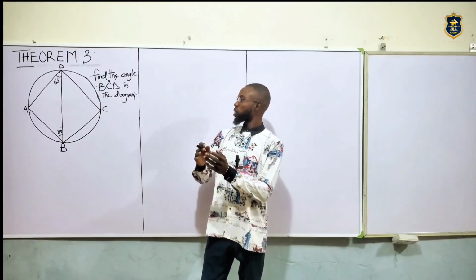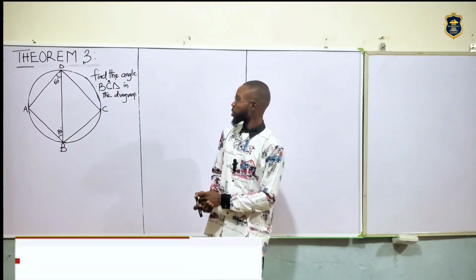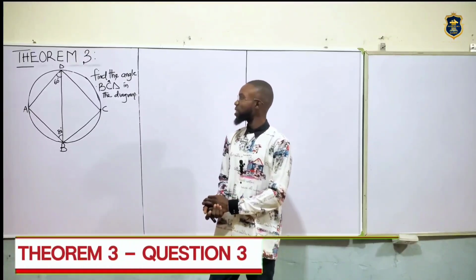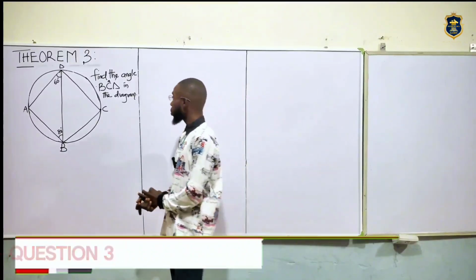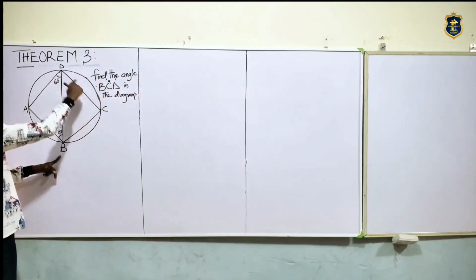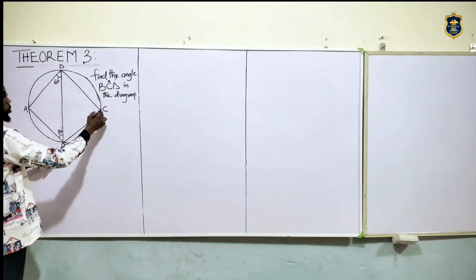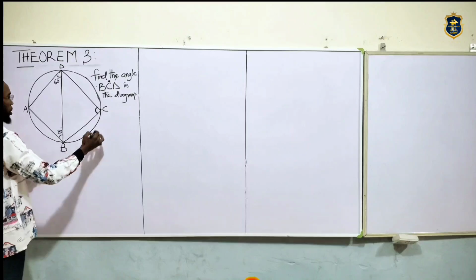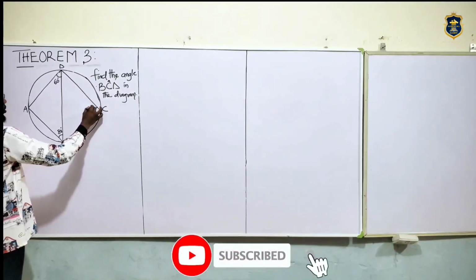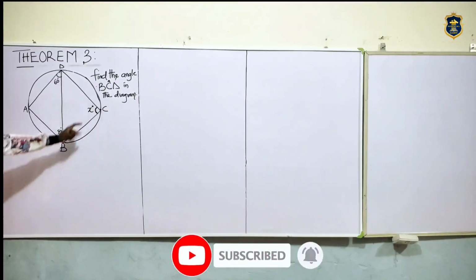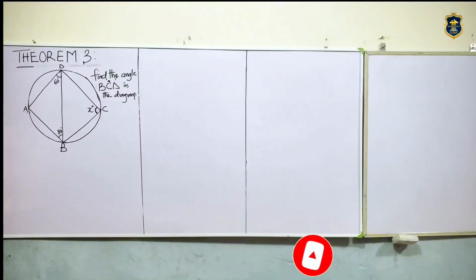Alright guys, let's look at question number 3 on the board now. The question says find the angle BCD in the diagram given. I'm looking for the angle BCD, and I said when we're given this kind of thing, look at the middle angle BCD. So we're looking for the angle C here. Let's just call it X degrees. I'm looking for the angle BCD. So how do we do that?